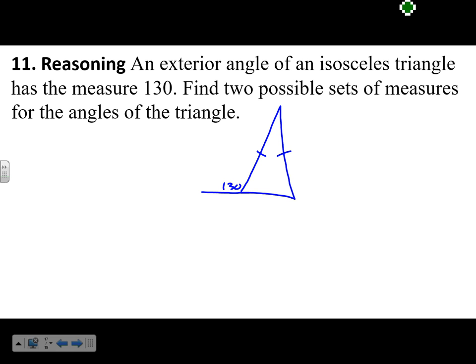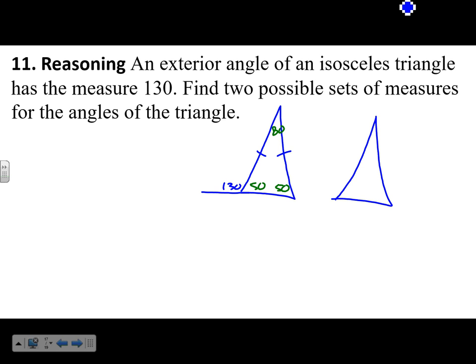So if that's 130, that means this has to be 50 and this has to be 50. Which means this top one has to be 80. 80 plus 50 plus 50 is 180. So that could be what the angles are. That's one option. But what about the other option?